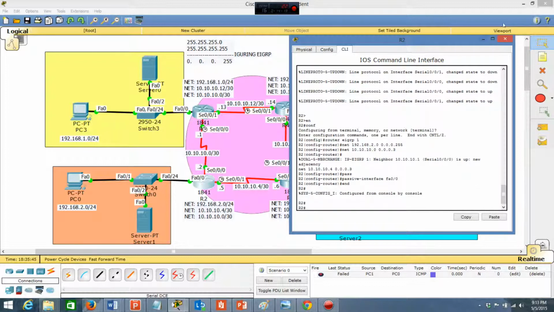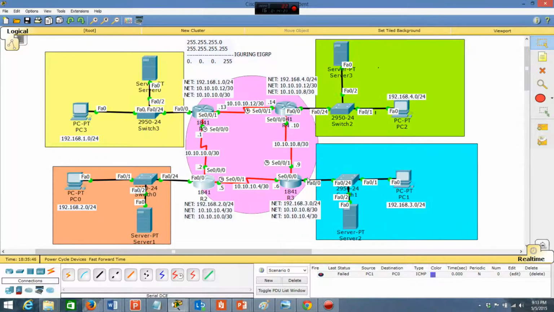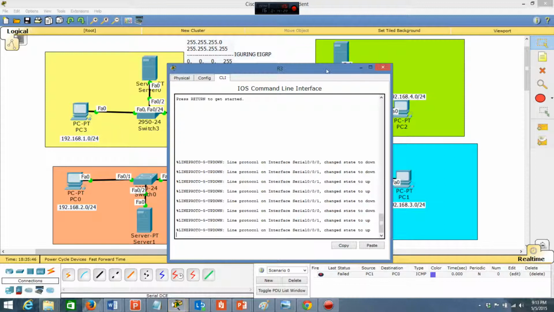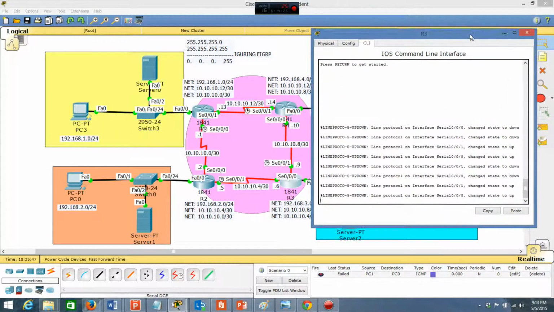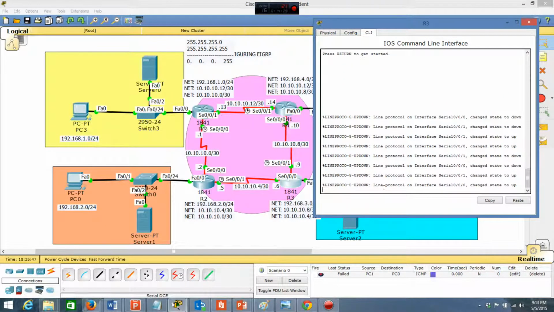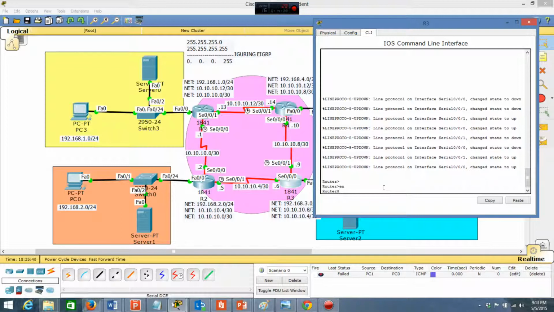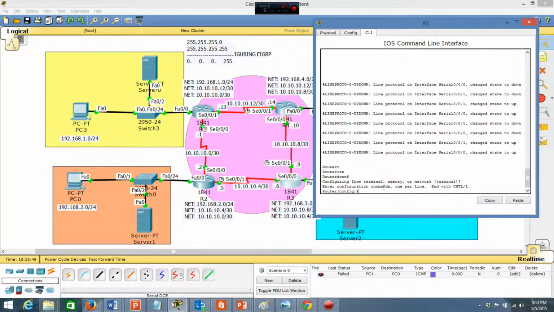Okay, next let's do R3. For R3, the steps are the same. It's pretty straightforward. Like I told you, this is one of the simplest configurations, so we are not going to mess around with a lot of parameters within EIGRP. It's just a basic concept, EIGRP.